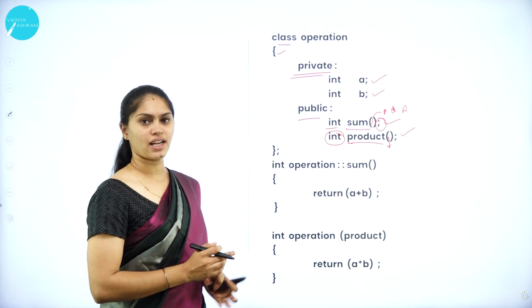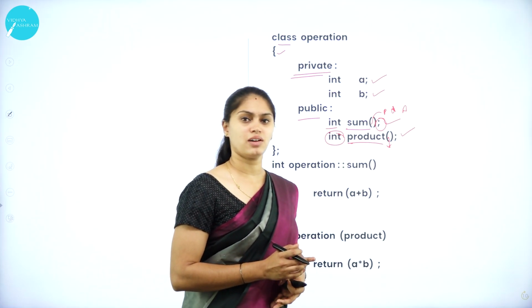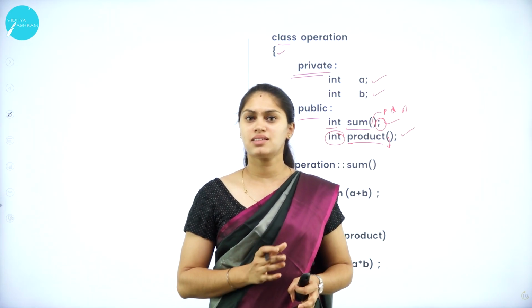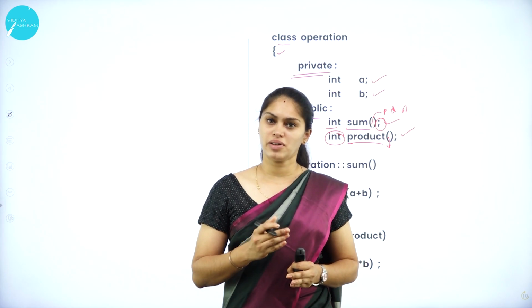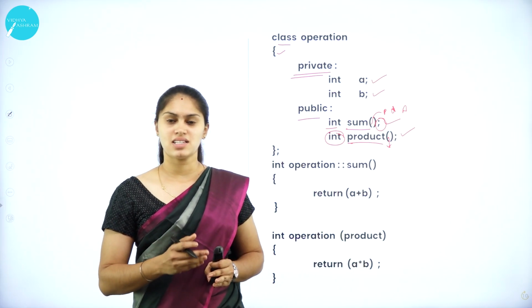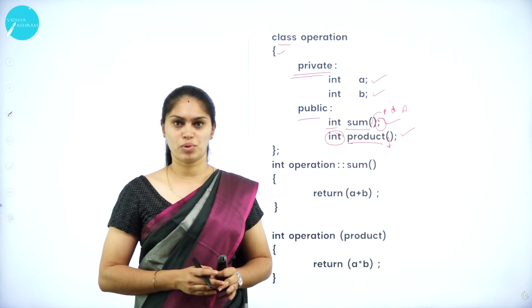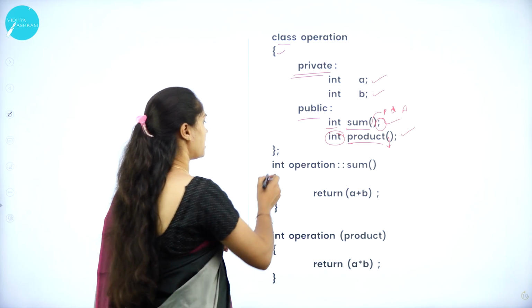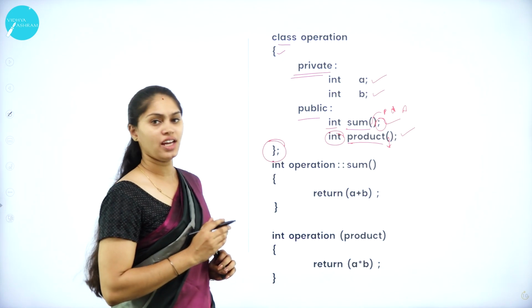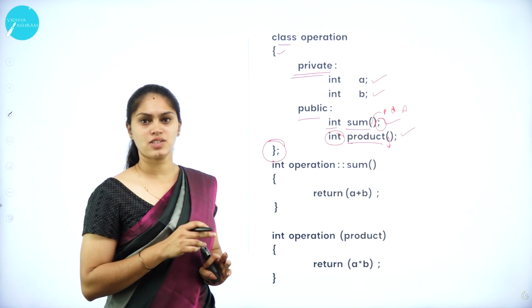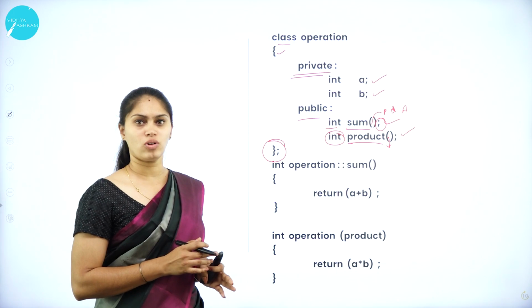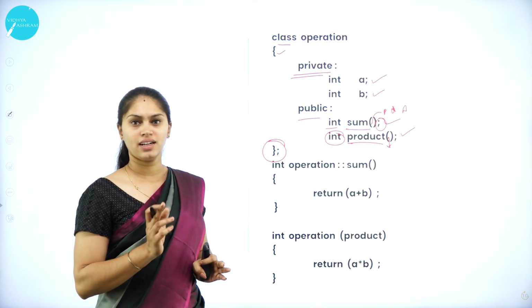Which access specifier does it come under? Public. So that means this sum and product member function can even be accessed from outside the class definition and even outside the program. So this indicates what? Closing of a class scope. The closing flower brace with a semicolon indicates closing of a class scope.